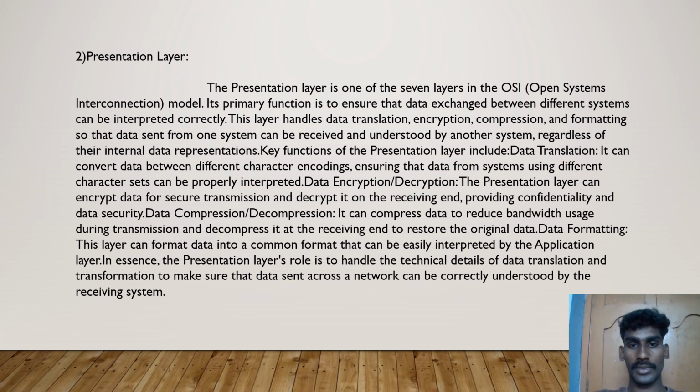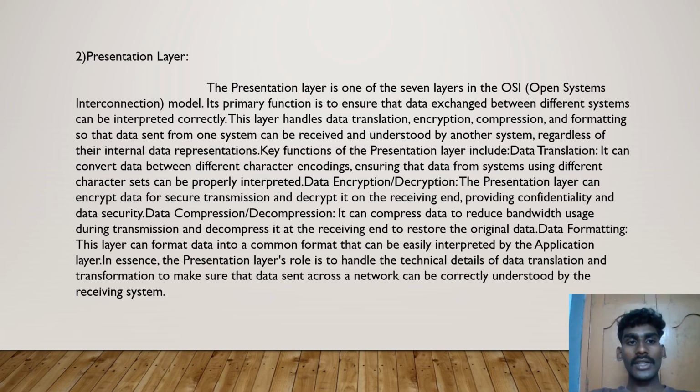Next, the presentation layer. The presentation layer is one of the 7 layers; it is the second layer. Its primary function is to ensure that data exchanged between different systems can be interpreted correctly. This layer handles data translation, encryption, compression, and formatting, so that data sent from one system can be received and understood by another system.